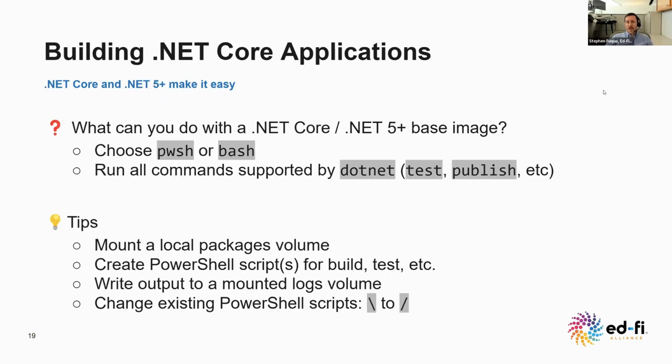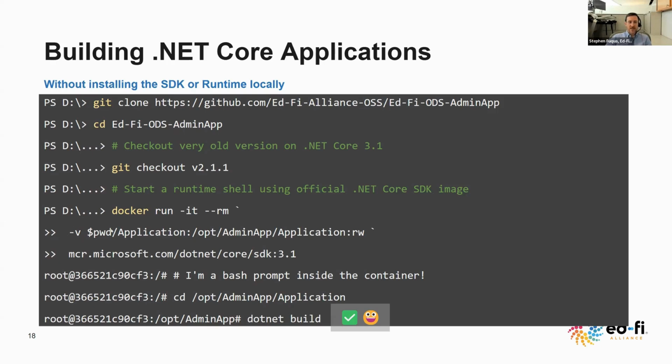So with .NET Core, .NET 5 plus, those base images are very useful. You can choose to be in PowerShell or Bash. You can run any .NET command: test, publish, build, etc. A few tips: when you're setting that up, you can do something called mounting a local volume. So you see that here with the -v option.